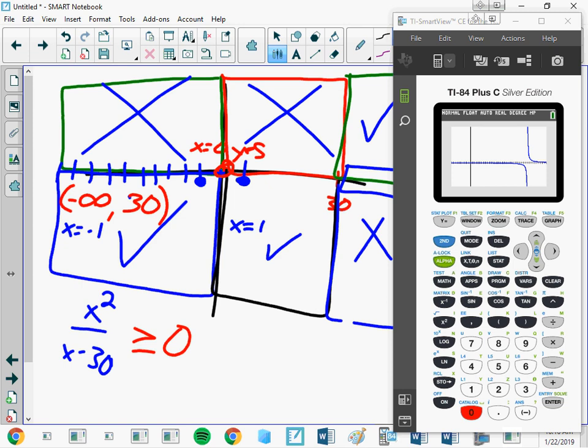So it's going to be 30 to infinity. Can you plug 30 into the equation? No, because you get undefined. But is that everything? Is there any other place where the graph is greater than or equal to 0? That's 0. So we need to union this with the number 0.